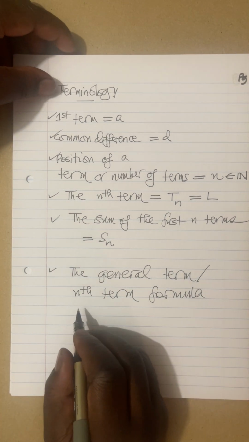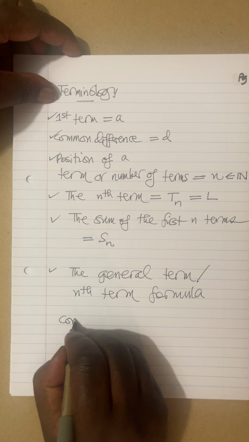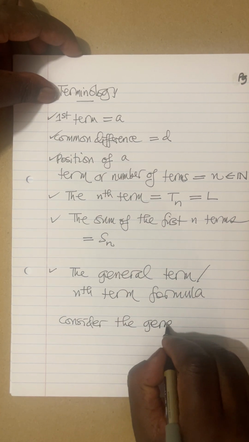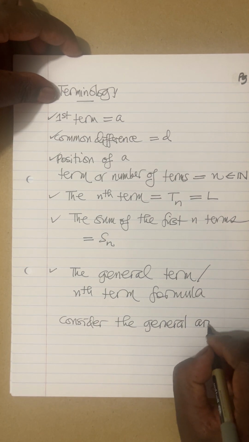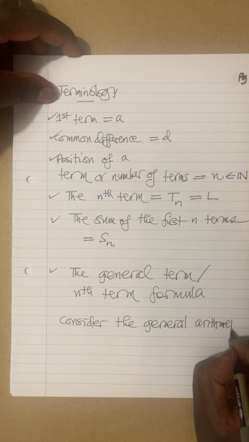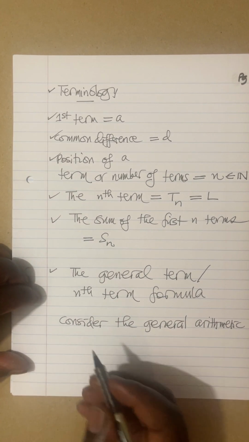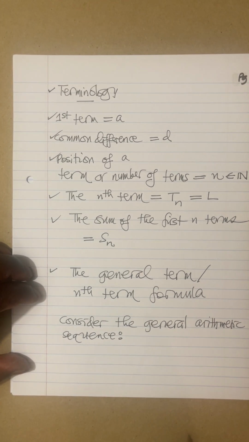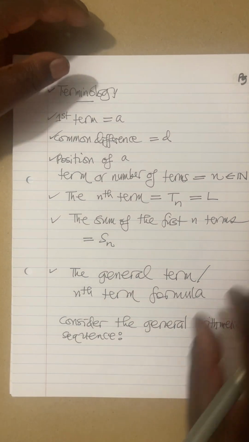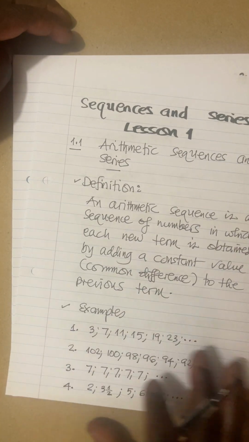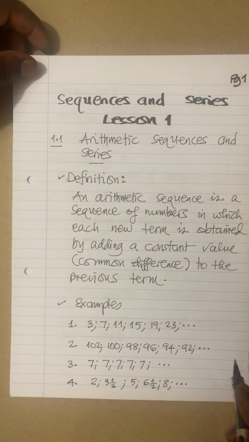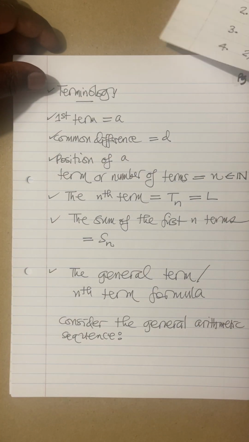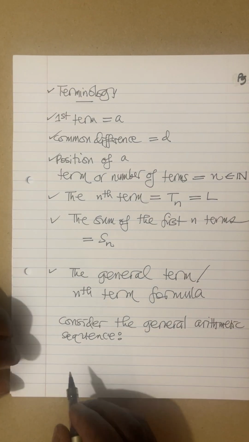So let's consider the general arithmetic sequence. We obtain it by using the definition. What is an arithmetic sequence? We defined it as a sequence of numbers in which each new term is obtained by adding a constant value to the previous term.